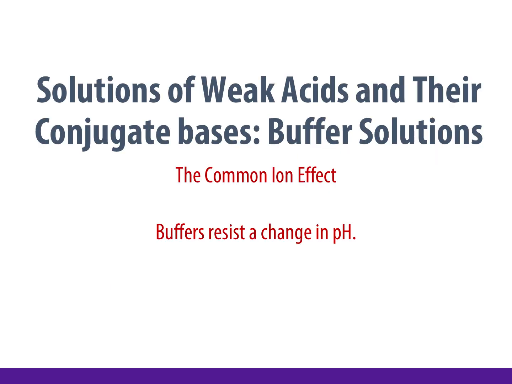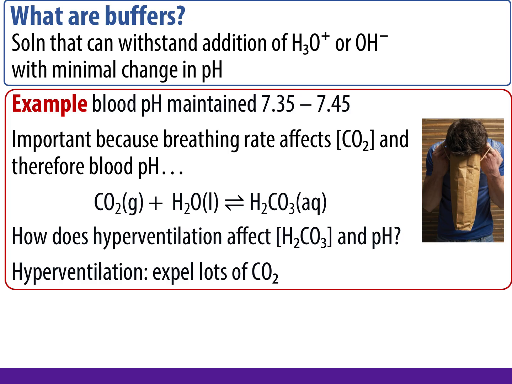Because acid-base chemistry is so important in your body chemistry and all of its applications, it's important to be able to control the pH. The way the pH can be controlled is through a buffer solution. So first, what is a buffer? It's a solution that can withstand the addition of H+ or H3O+ or OH- with a minimal change in pH. So for example, your blood pH has to be maintained between 7.35 and 7.45. If it gets much outside of that range, very deleterious to human health.